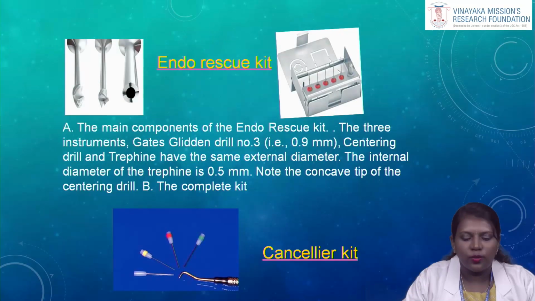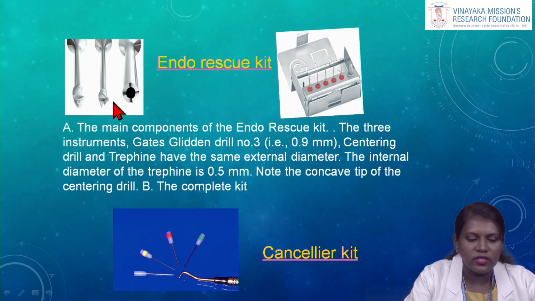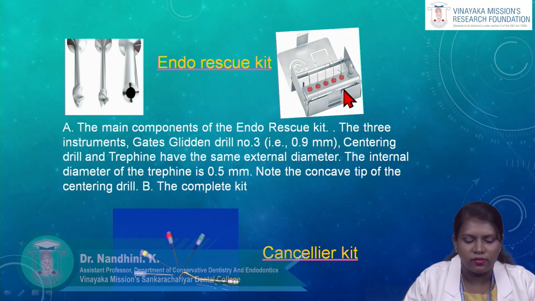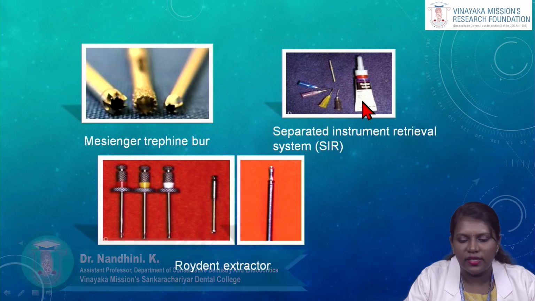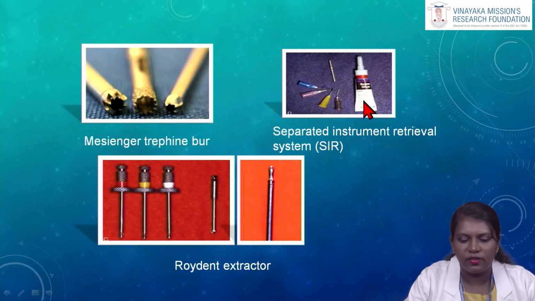These two are endo rescue kits, and the other one is the Cancellier kit. Here in the endo rescue kit we have the first 3 instruments: the first one is the GG drill number 3, the next one is the centering drill, and this one is the Trifine, which has the same internal diameter. The internal diameter of the Trifine is 0.5 mm. This picture is the complete kit, and this one is the Masserann Trifine bur, and this one is the SIR, separated instrument retrieval system, and rodent extractor.